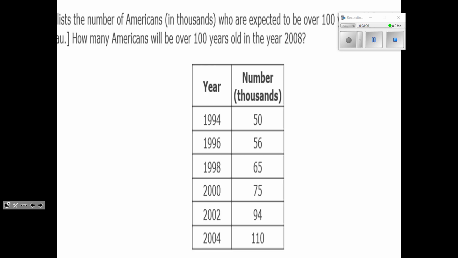But you don't have to do the thousands. Just do it 50, 56, 65, and we'll just know that whatever you get for your prediction will be in thousands. Does that make sense? Yes. Okay. Hang on just a second.